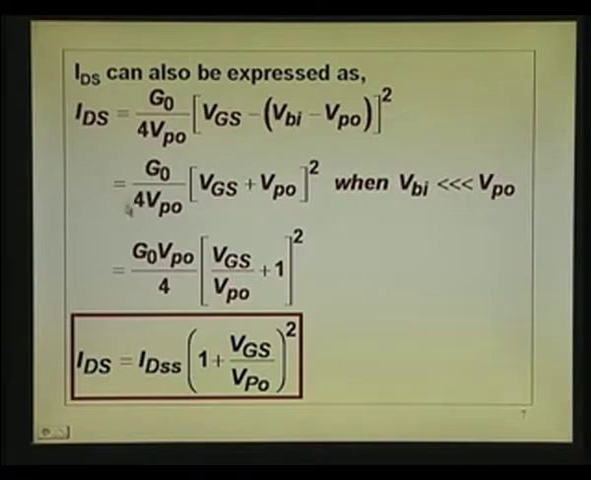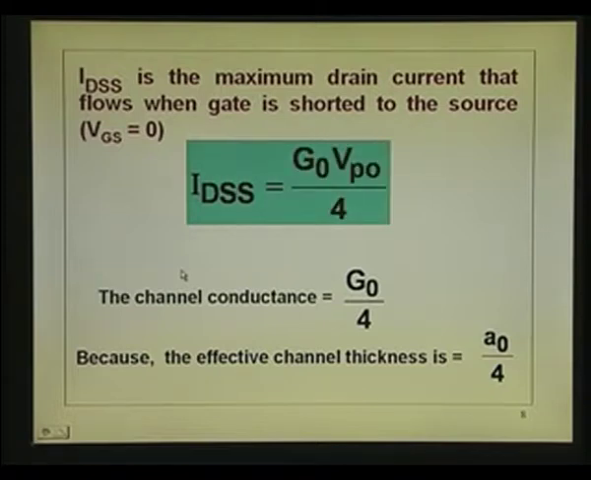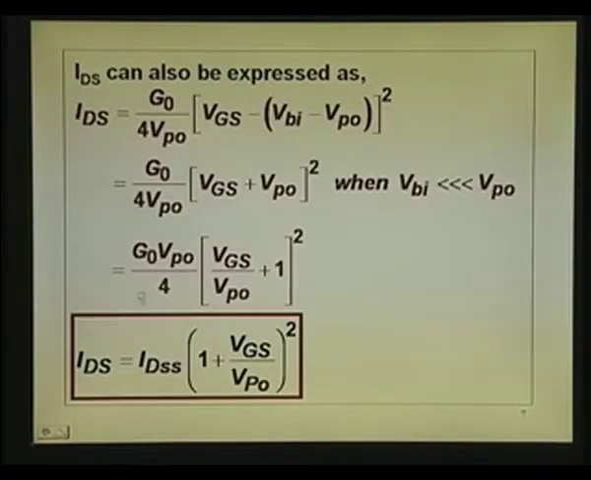And I do not substitute for this. That is where the simplification is. This is totally the circuit engineer's approach. You do not worry what the mobility is and all those things. You combine all of this into a term called IDSS. This is a term which Millman and Halkias give. What is that IDSS? IDSS is nothing but G naught Vp0 by 4.